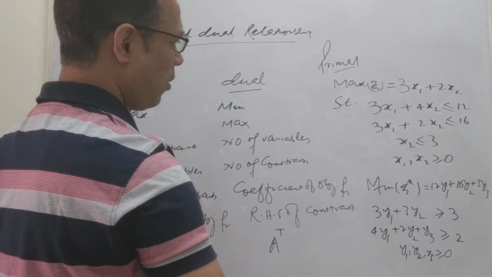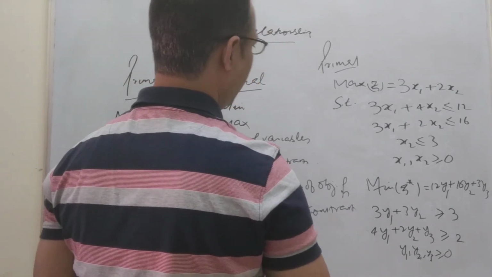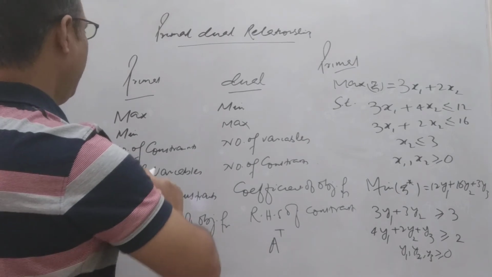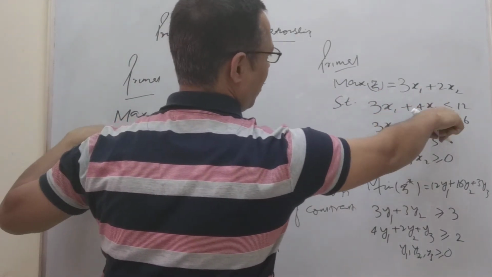Now we will see how to write its general form. But here first you need to compare. How many variables are here in the primal?